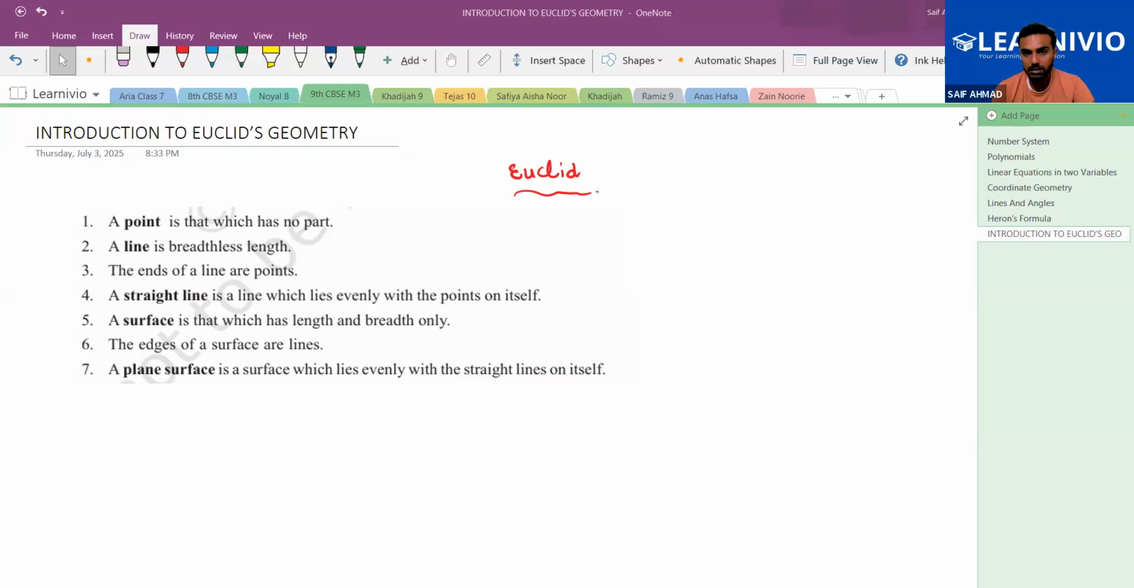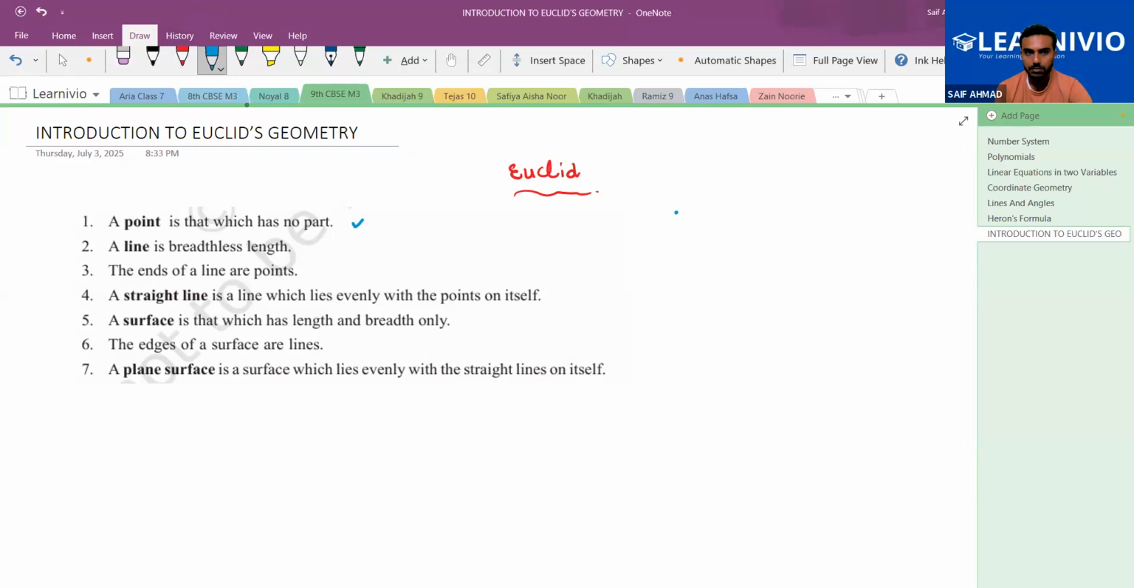Euclid gives some definitions. These are some definitions given by Euclid. What do the definitions mean? First, a point is that which has no part. This is a point. There is no length and breadth of a point. So a point is that which has no part.